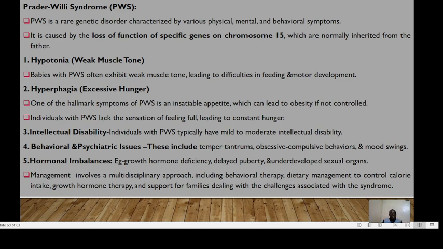Patients can also present with intellectual disability, where they have mild to moderate intellectual disabilities, or behavioral and psychiatric issues, and this could include temper tantrums, obsessive compulsive behavior, and mood swings. Lastly, the patient could present with hormonal imbalances, for example, growth hormone deficiency, delayed puberty, or underdeveloped sex organs. Management involves a multidisciplinary approach, including behavioral therapy, dietary management to control calorie intake, growth hormone therapy, and support for family dealing with these challenges.